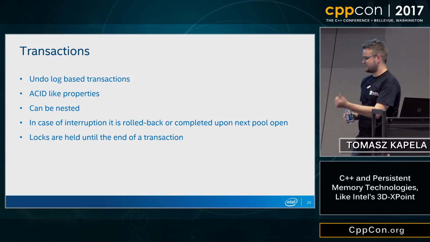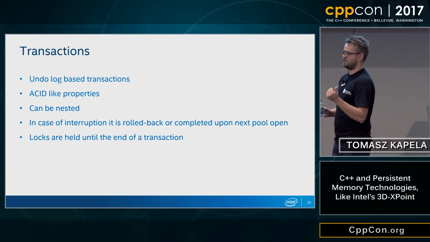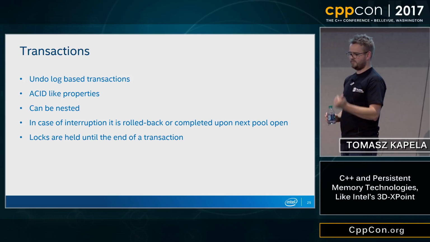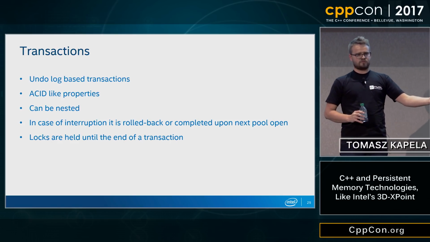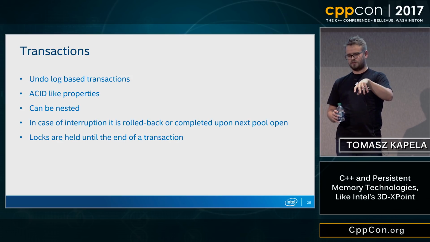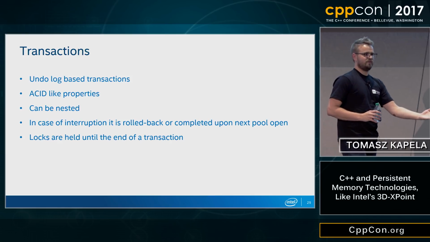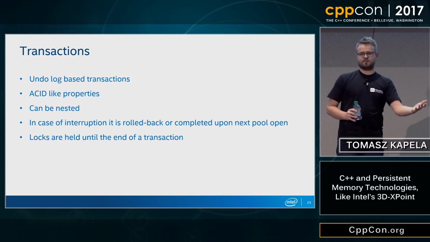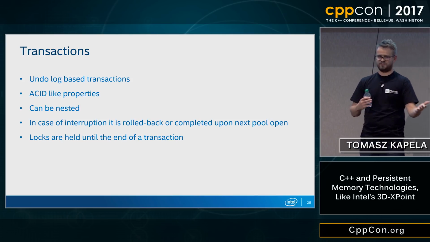So the transactions, the decision we made is that we're going to do undo log-based transactions, and that is because of visibility. If we decided to do redo log transactions, the changes would be made visible only if you decided to commit the transaction. And it's not really the natural way of writing algorithms, right? Your steps depend on one another, usually.